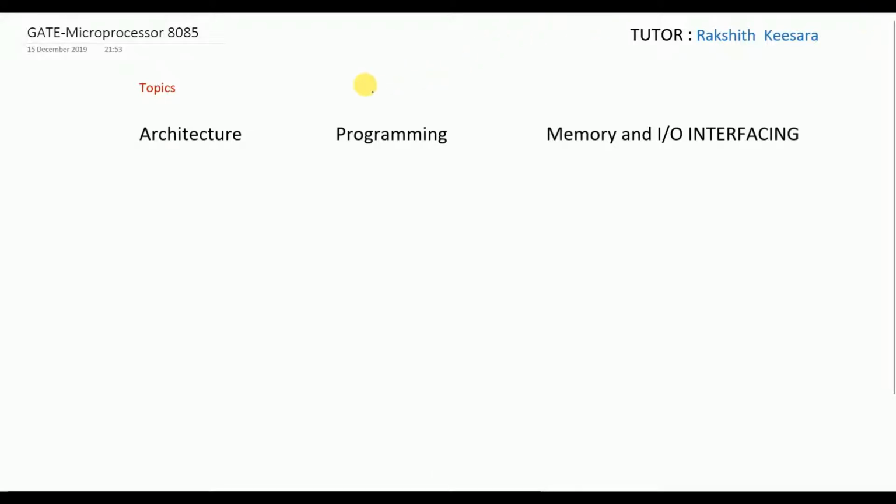I am going to teach you microprocessor. In the GATE syllabus there are only 3 topics for microprocessor: architecture, programming, and memory and I/O interfacing. This is the easiest subject of the GATE syllabus, guys. If you check previous year GATE questions, there are questions only on programming and memory and I/O interfacing. But to understand this we need architecture, so let us proceed with the architecture.